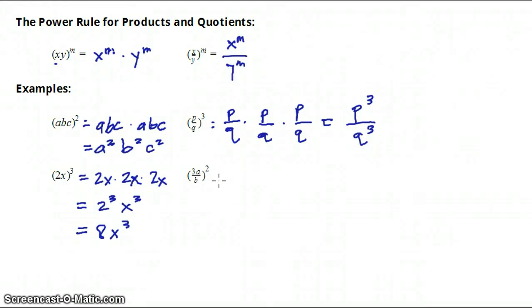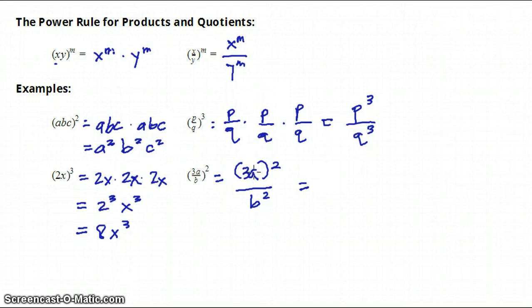Okay, so let's look at another example here. This time I have a little bit more complex problem. I've actually got a quotient, 3a over b, that has a product in the numerator, or in the top part of the quotient. So this time what I'm going to do is first start with the power rule for quotients. I'm going to take that exponent, the 2, and apply that to the numerator, 3a. So I've got 3a to the second power. And then it's also going to apply to the denominator, which is the b. So I'll have b squared down in the denominator, or the bottom part of that quotient.